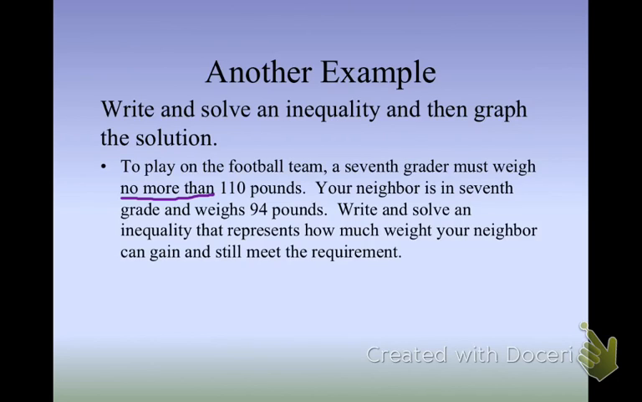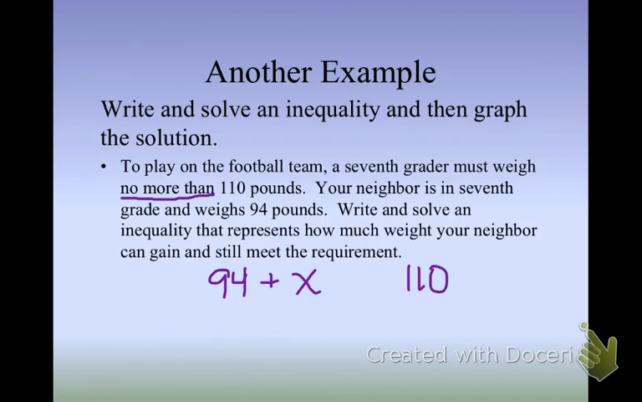So again, when you start solving these, you might be thinking, oh, I know what to do. I'll just subtract 94 from 110. That's the solution. All right, so if the solution is subtraction, remember the variable has to be with another number, not by itself. We have to have 94 plus the amount of weight your neighbor can gain. Then we need a symbol, right, that means no more than 110.